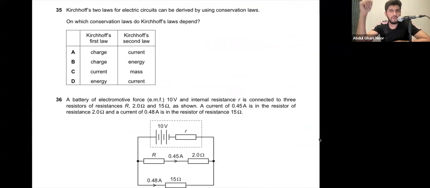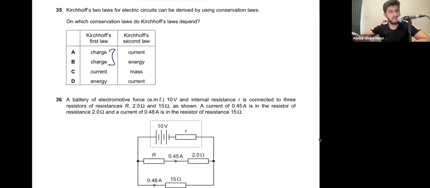Kirchhoff's two laws for electric currents can be derived by using conservation laws. On which conservation laws do Kirchhoff's laws depend? The first law is Kirchhoff's current law. The total current entering is equal to the total current leaving. That is basically dependent on the conservation of charge. Kirchhoff's current law is dependent on the conservation of charge. The total current entering is equal to the total current leaving a node or a junction.